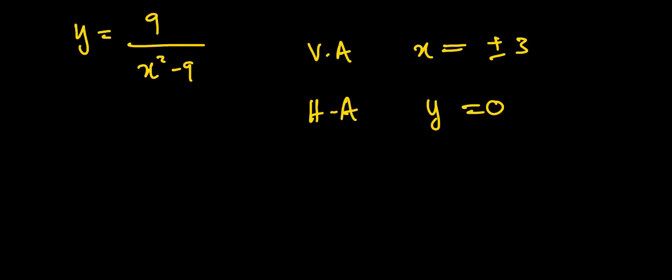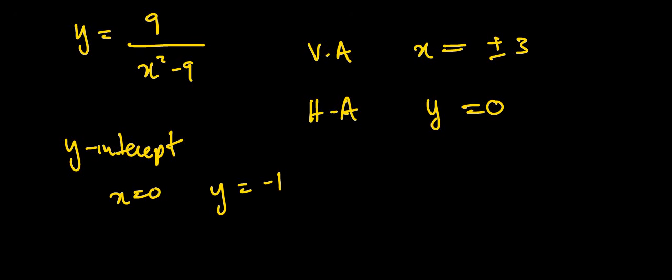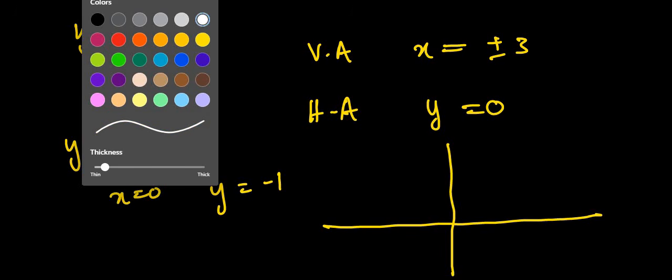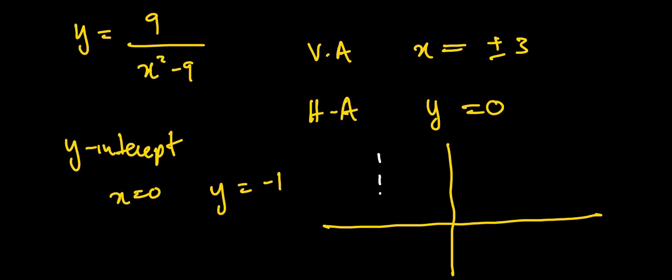X-intercept, do you have an x-intercept? None. Do you have any y-intercept? Yes. So y-intercept, we have when x is 0, y is simply equal to -1. So if we were to sketch this, we're saying we're not allowed to touch -3 on the x-axis, and also we're not allowed to touch 3 on this side. That's what you have.